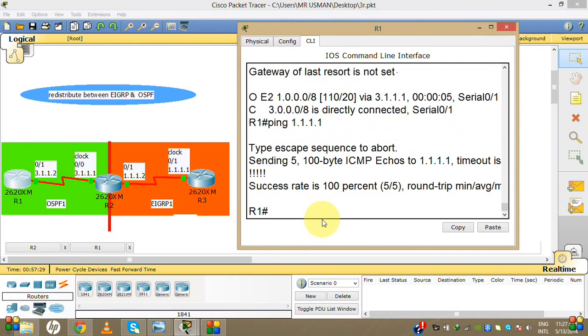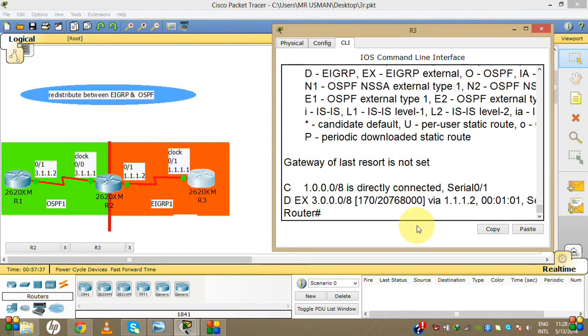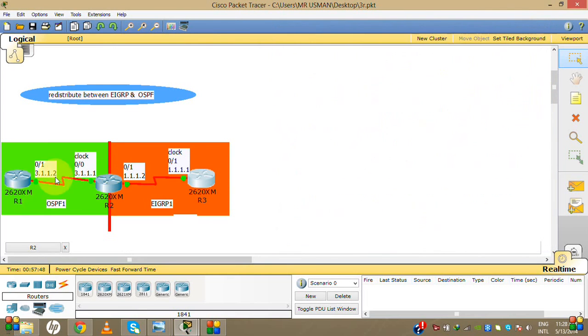1.1.1.1 is pinging 100%, and I also ping from router 3 to router 1. Ping 3.1.1.2, and it's pinging 100%. In this topology, all interfaces can ping all interfaces.